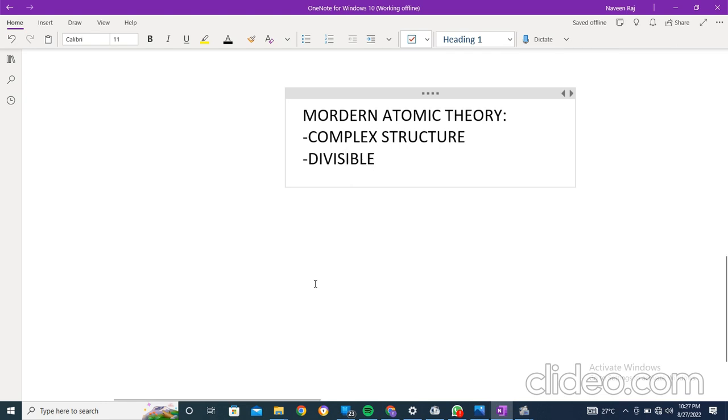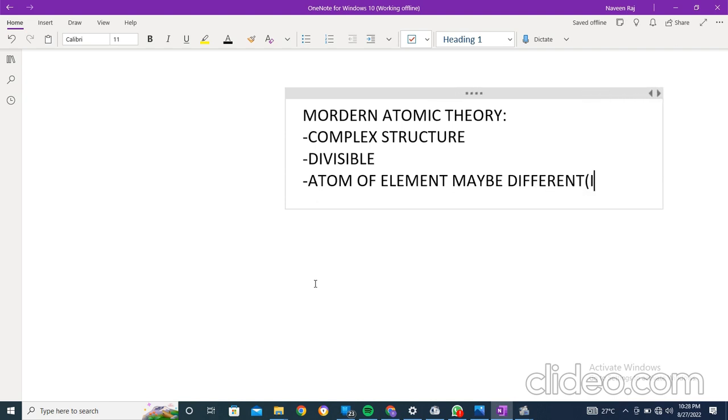That is because we have found subunits of atom. Even now we have found subunits of atom. So day by day research has led us to say that, right? And the third point was that atoms of an element are same, but atoms of an element may be different.